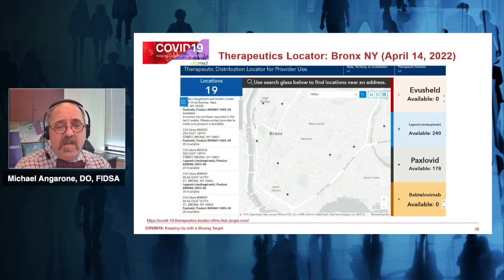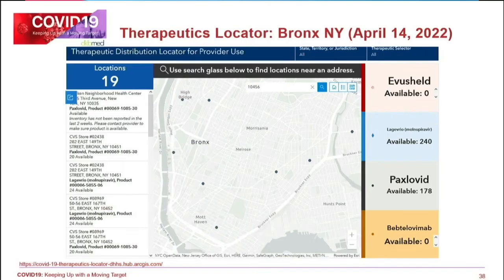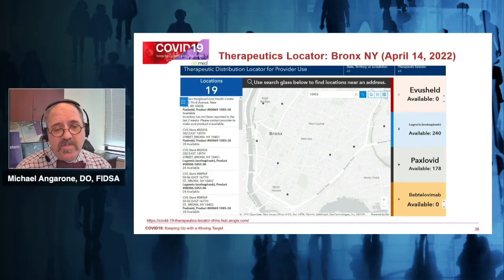And then a little bit on how to locate these therapies. There has been a lot of difficulty accessing or finding where we can send our patients to get these therapies. DHHS does have this COVID-19 therapeutics locator hub, where you can put in a zip code or your area of practice, and you can see where there are different agents available, such as nirmatrelvir/ritonavir, which is Paxlovid, molnupiravir, bebtelovimab, or tixagevimab/cilgavimab, which is Evusheld, which is used as prevention. And so this might help you to access these therapies for your patients.